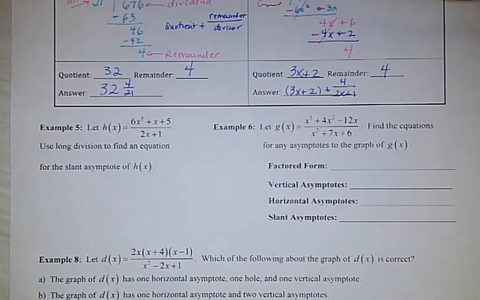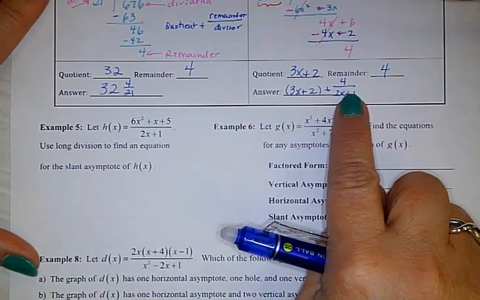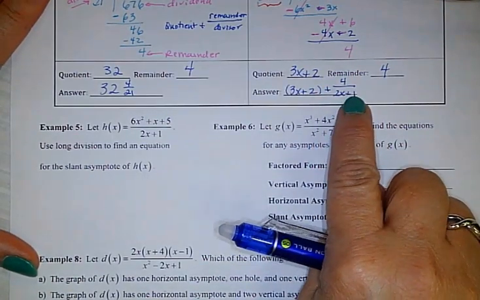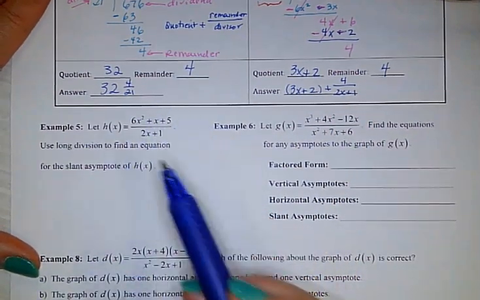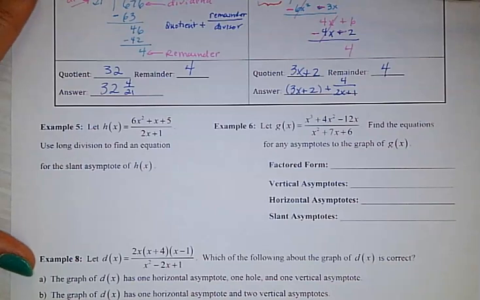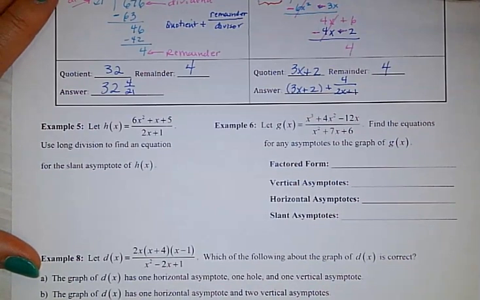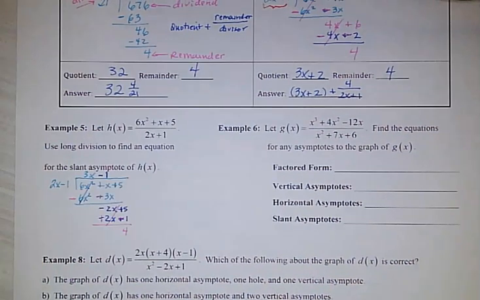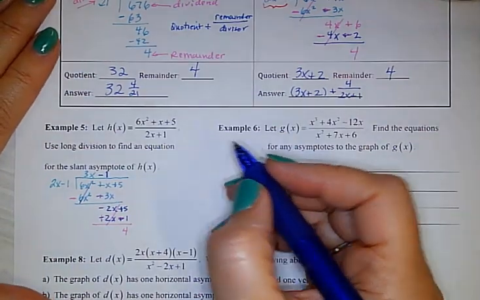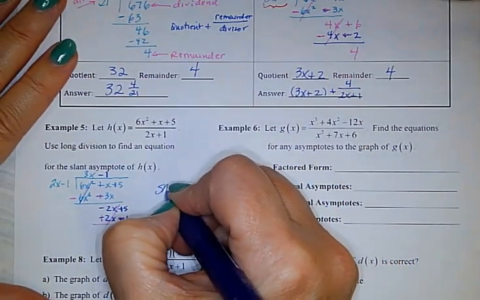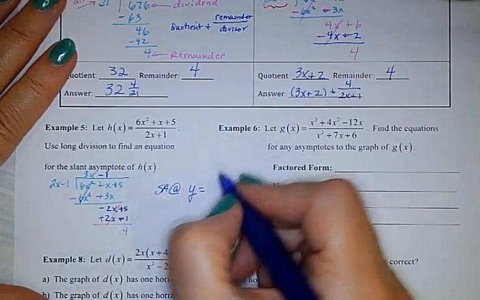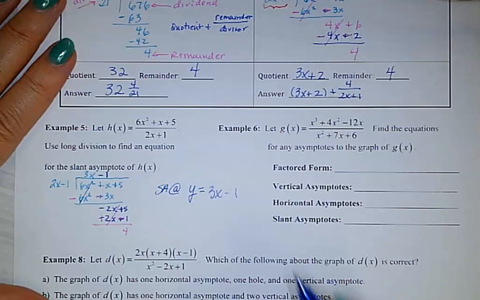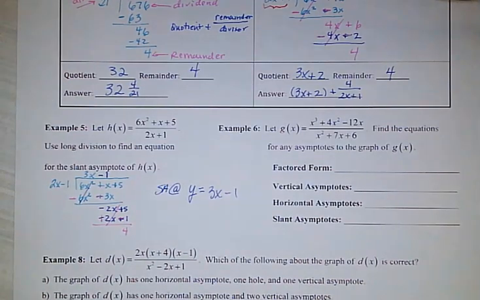And remember, slant asymptotes are lines, so that's why it wouldn't make sense to have this as the equation of a line. All right, so pause your video, and I want you to do the division here and get your division for h of x. Okay, once we've done our division, the equation of the slant asymptote is going to be y equals just the quotient, 3x minus 1. So that's how you're going to get your slant asymptotes, by doing the division.